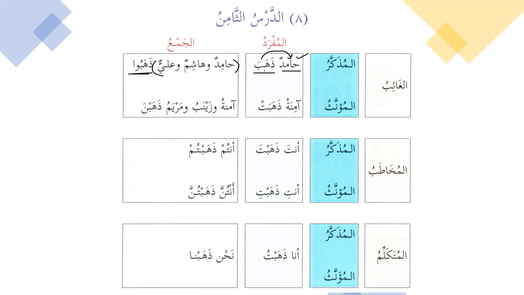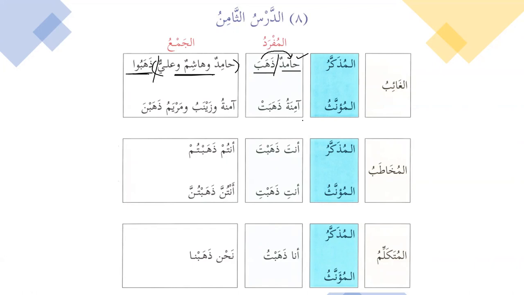And the reason is, this is a nominal sentence, Jumla Ismiya. And we know in Jumla Ismiya the mubtada and khabar are equal in number and gender. So Hamid is one mubtada and dhahaba is khabar. Fail can also become khabar. And similarly, Hamidun wa Hashimun wa Aliyun, we have mubtada, and mubtada is plural here, so the khabar is also plural. I hope it's clear now.